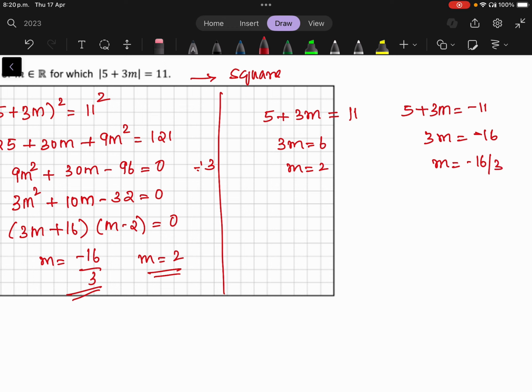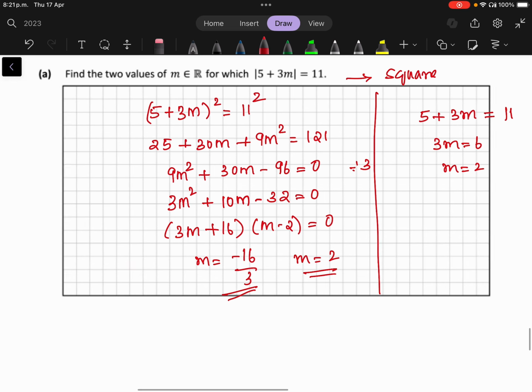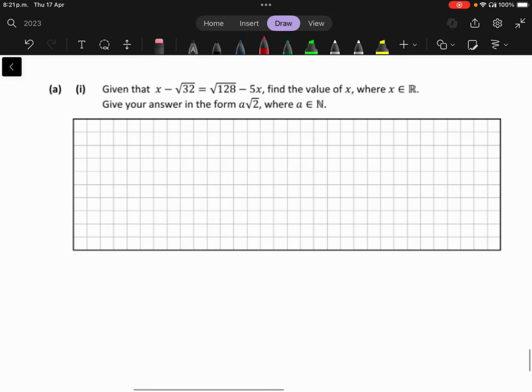So these both, there are two methods. Anything can be adopted, whichever you are comfortable with. Please go ahead and do the question. Okay. Now the last one is with respect to surds.